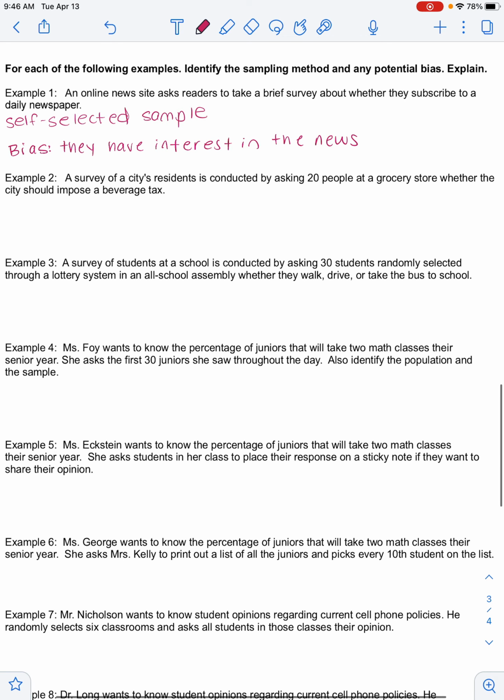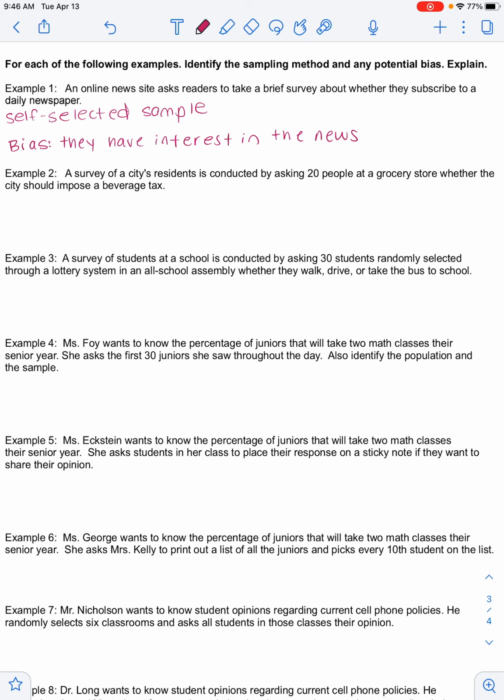In example 2, it says a survey of a city's residents is conducted by asking 20 people at a grocery store whether the city should impose a beverage tax. This is an example of a convenience sample. The reason that this is convenience is because there's no effort put into it to make it a random sample. Somebody just went to the grocery store and they asked 20 people at the grocery store, and it doesn't really go into an intentional way of randomizing the sample. And so therefore this would be considered convenience.